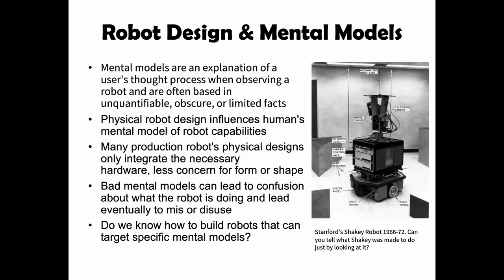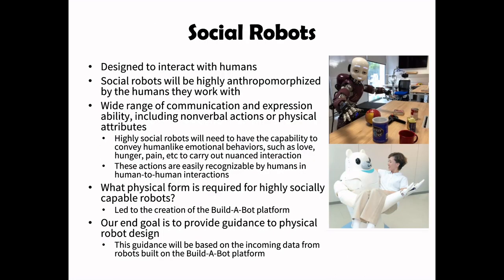On the right, we see an example of that. This shaky robot is chock full of naked wires and features. Mental models were not a concern for this robot given how early it was, but you could see how, if you saw this robot on the street, you might have no idea what this is doing. Bad mental models can lead to confusion about what the robot is doing and lead to eventual mis or disuse. So, do we know how to build robots that can target specific mental models?